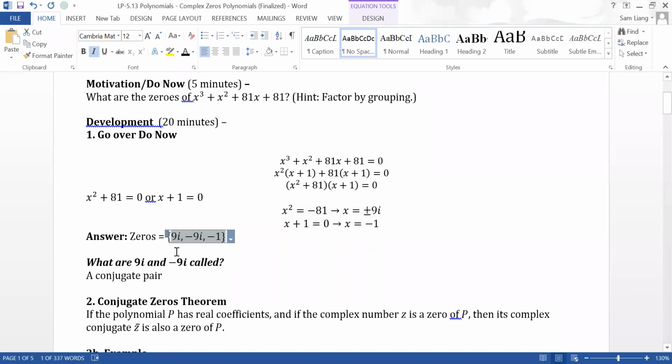As a reminder, 9i and negative 9i are called conjugate pairs, which we'll talk about in the conjugate zeros theorem, and we'll provide the notes for today. But before we get there, just make sure you have this in your notes, and then we will move on.